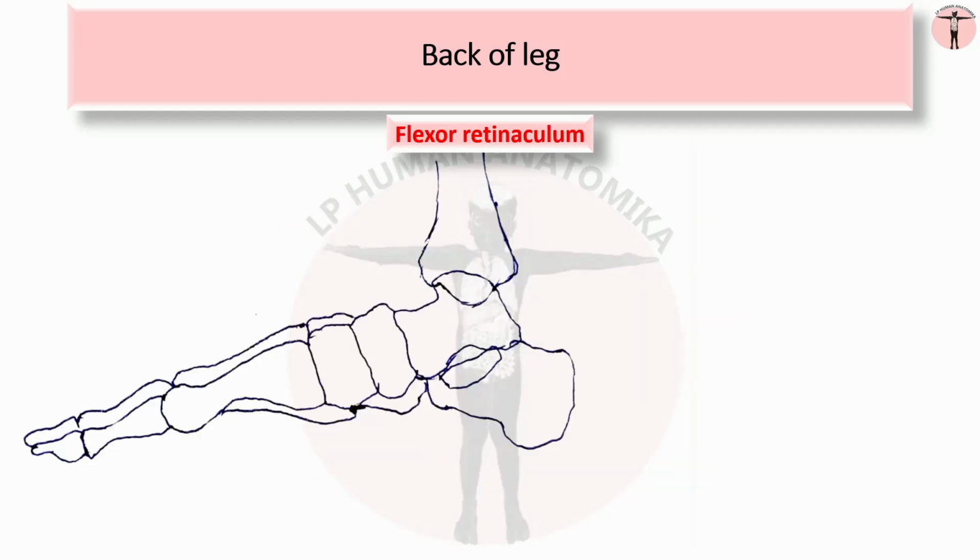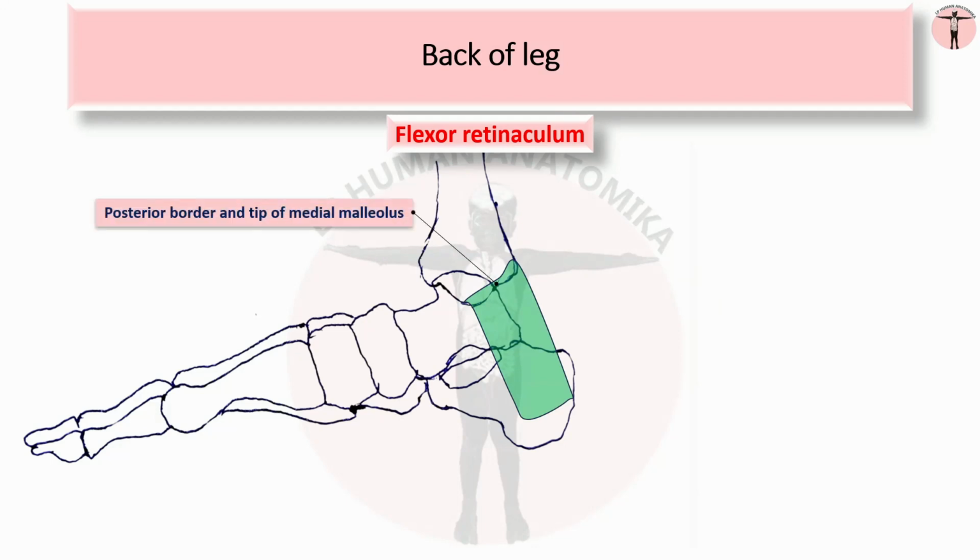Now let us see the attachments of flexor retinaculum and the arrangements of the structures passing deep to it. Flexor retinaculum is attached anteriorly to the posterior border and tip of the medial malleolus. Posteriorly and laterally, it is attached to the medial tubercle of calcaneum. On the deep surface, it is related from medial to lateral side to the following structures.